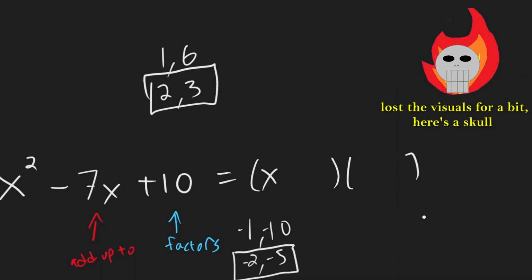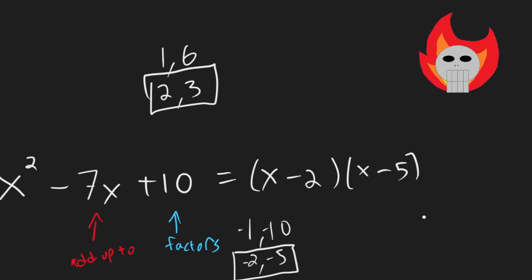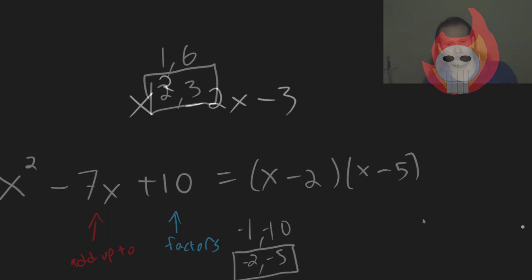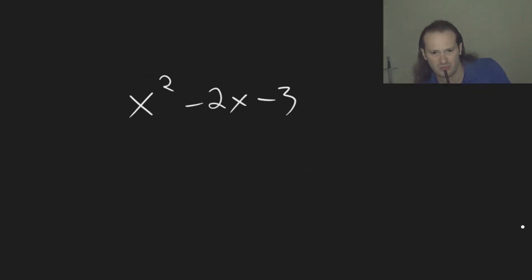It's going to be x minus 2, x minus 5. Again, you can FOIL it out to check. x times x is x squared. -5x plus -2x is -7x. -2 times -5 is 10. We're done. Okay, so now we need a factor pair that multiplies to -3, but adds to -2.